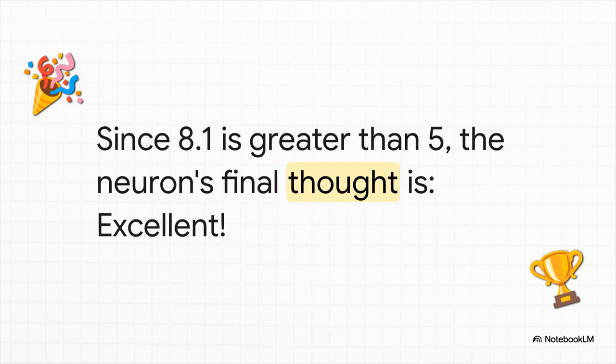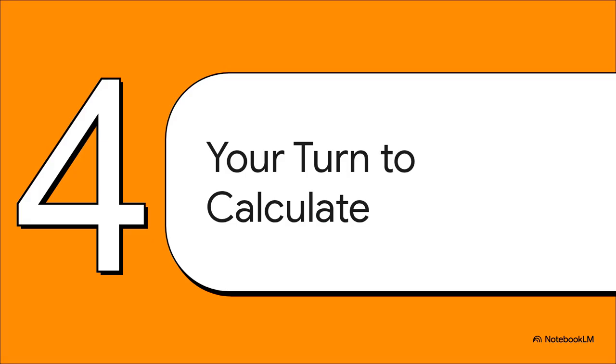Well, since 8.1 is definitely bigger than 5, the neuron fires off its signal. And just like that, it has completed its thought process. The final result? Excellent. See? Simple, logical, and really powerful. Now that you've seen how it's done, you get the basic mechanics.